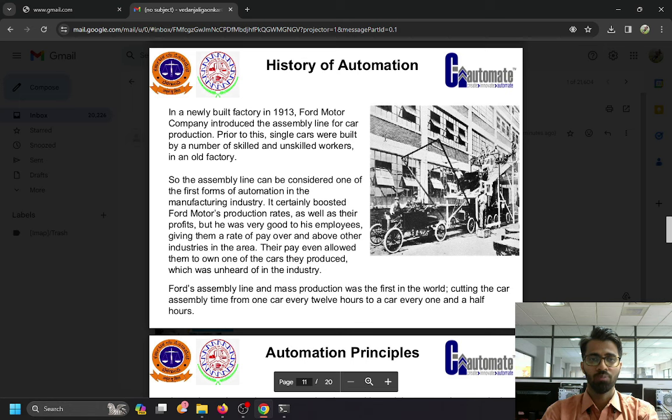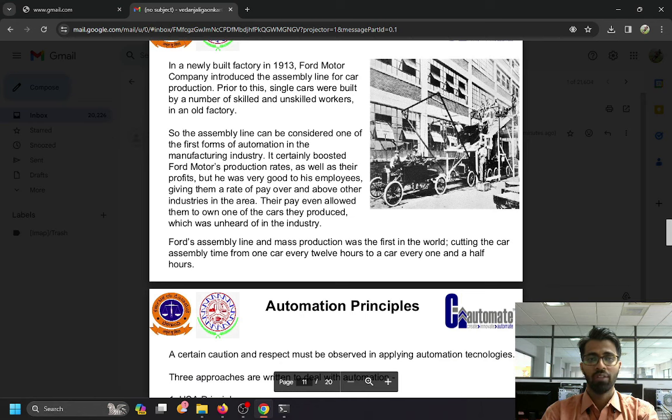It boosted Ford Motor's production rates as well as their profit, but Ford was very good to his employees, giving them a rate of pay over and above other industries in the area. Their pay even allowed them to own one of the cars they produced, which was unheard of in the industry. The Ford assembly line and mass production was the first in the world, cutting car assembly time from one car every 12 hours to one car every 1.5 hours.